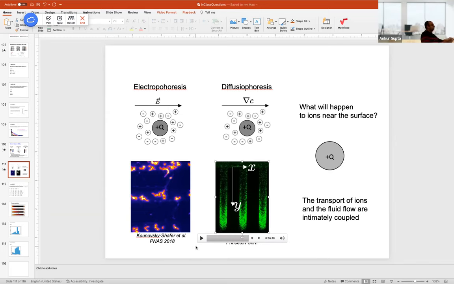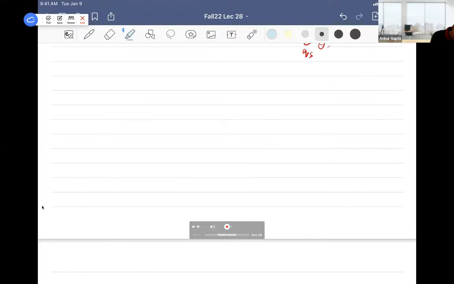Till now, we were ignoring convection. We were saying it's purely diffusive system, like ambipolar diffusivity, or a static system where there is a balance of diffusion and electromigration. But now we will discuss this case where ions can actually create flow. So that's basically the last part of the course, which is called electrokinetic flows.